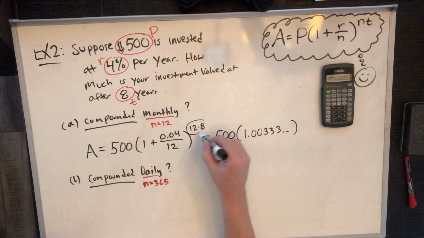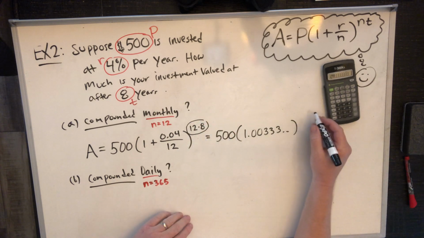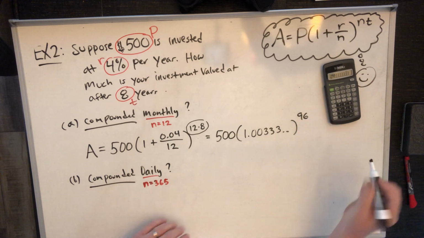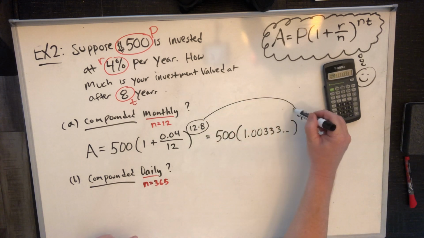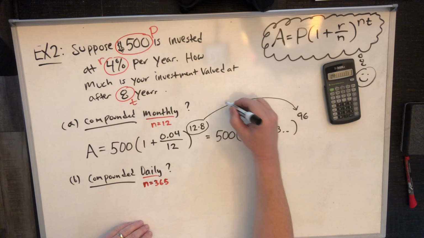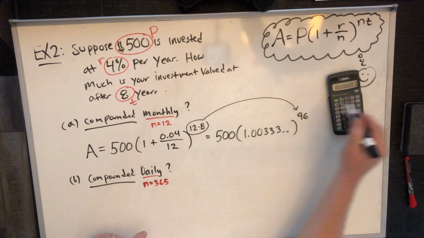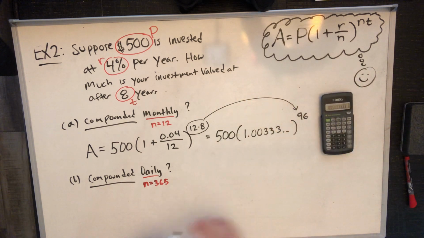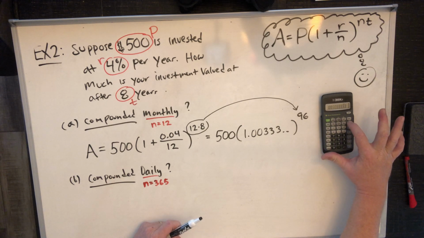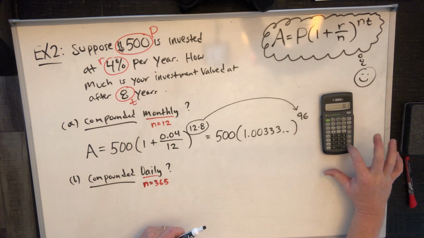And then multiply our exponent, 12 times 8. Let's try to do that in our head. That's 96. Use your head if you can, because if you clear out your calculator, it's going to be a little bit harder. So we're going to raise this to the 96th power.